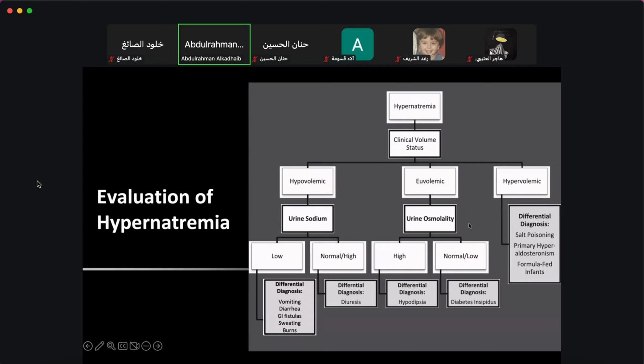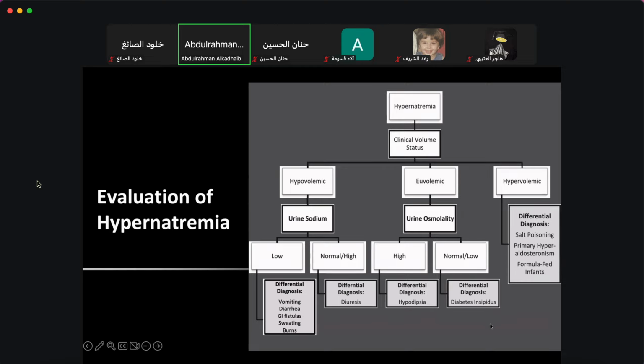In cases of euvolemia, we may see hypernatremia in two main conditions, either hypodipsia, which is basically a condition in which the patient may have decreased sensation of thirst. And that's why the urine osmolality will be high in those patients, because the urine is going to be so concentrated because they don't drink enough amount of fluid.